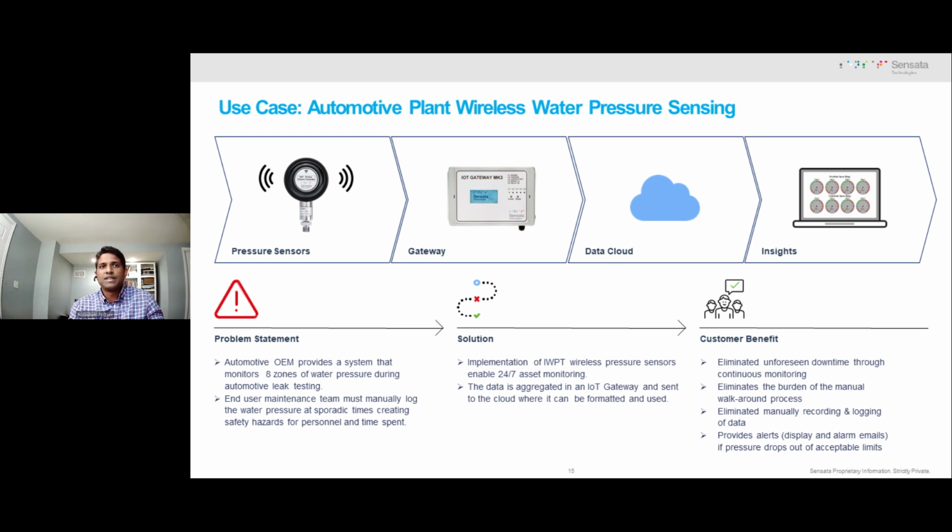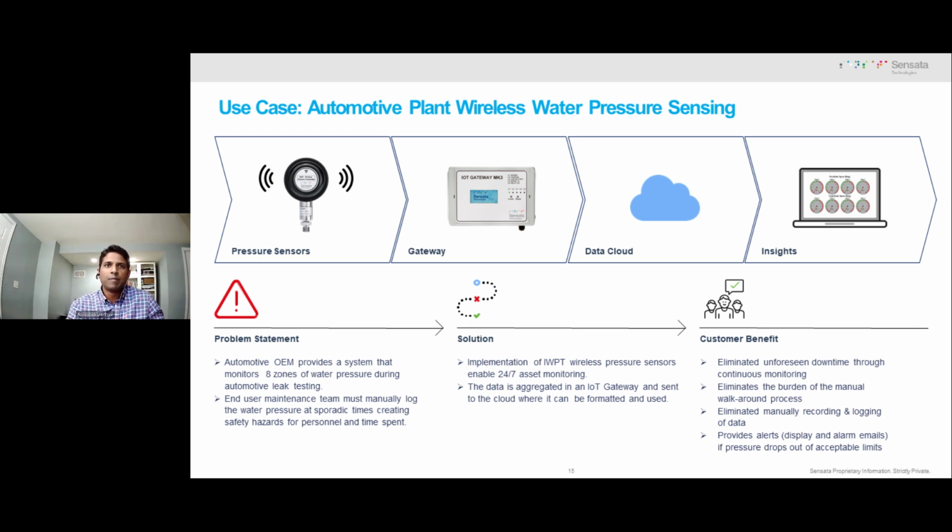for this asset. To give you more specifics, we implemented our wireless pressure sensor, which enabled them 24/7 asset monitoring. The data is aggregated into an IoT gateway and then sent to the cloud where it can be formatted and used for any sort of alarming.